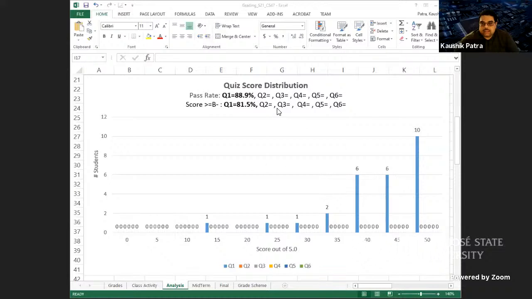While I'm sharing this one, why don't I share your quiz one stats for the class? Okay, share screen. So this is, as a whole class, your standing. On quiz one, the passing rate is 88.9%, where B minus or better is 81.5%. You can see that 16 of you students, more than 50%, actually got 45 or more, and 10 of them got 50.